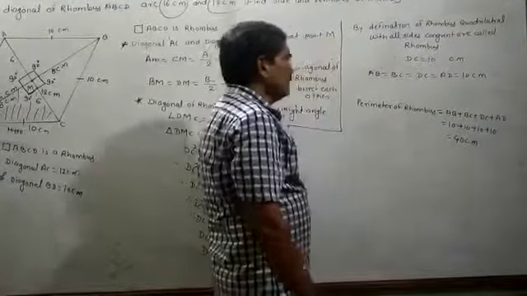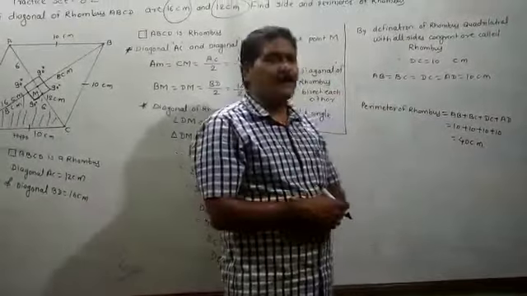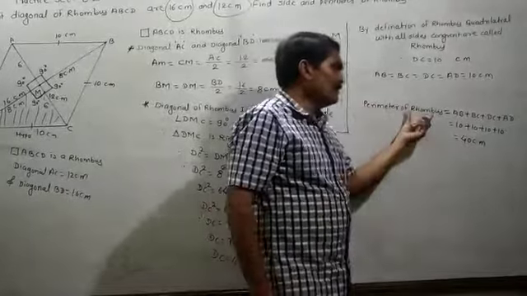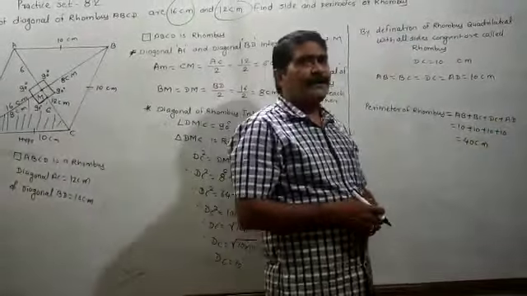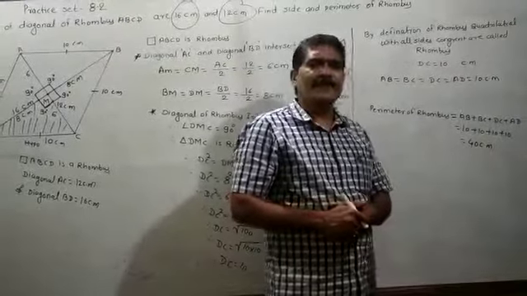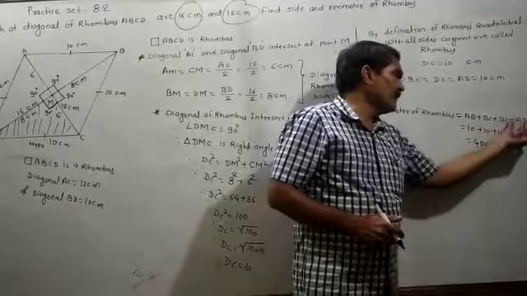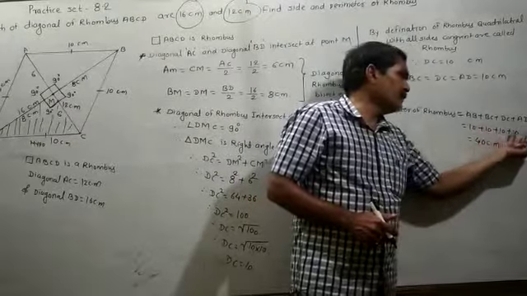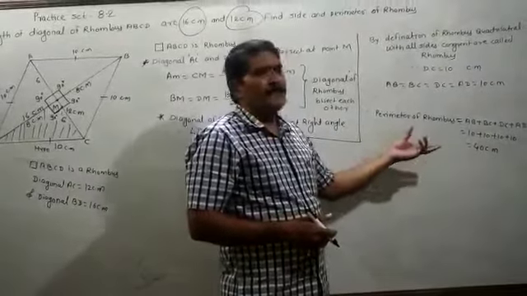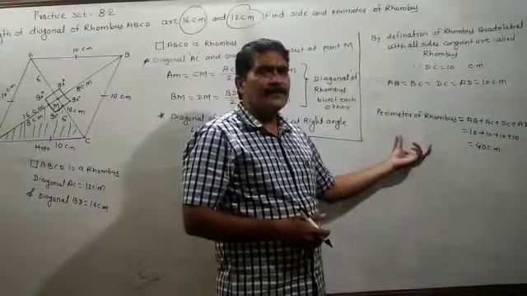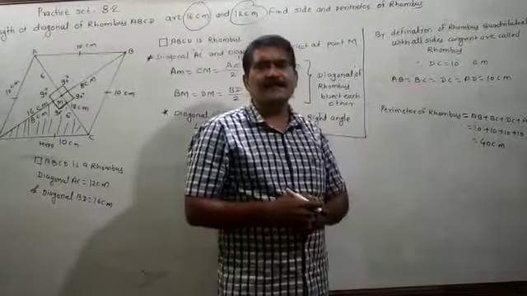And after that you have to say the perimeter of the rhombus. Perimeter means sum of all sides. Perimeter of the rhombus is equal to AB plus BC plus DC plus AD, sum of all sides. Otherwise you can utilize the formula 4 into side. So AB is 10, BC is 10, DC is 10, AD is 10. 10 plus 10 plus 10 plus 10 is equal to 40 centimeter. In this way, perimeter of the rhombus is 40 centimeter and each side is 10 centimeter.